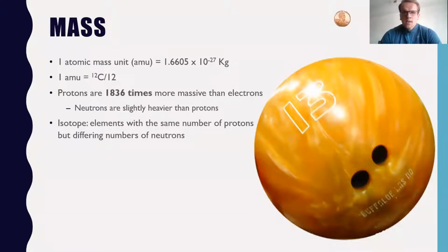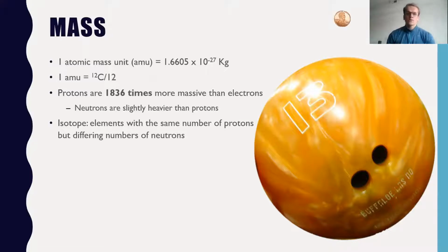So continuing on with size, mass is an important aspect of the nucleus. We calculate mass based on atomic mass units, and we take carbon-12 as it's the most abundant element that we have, and divide that by 12 because we know there are 12 nucleons in carbon-12. So that gives us an estimate of the mass of one individual nucleon, which comes out to be 1.6605 times 10 to the negative 27 kilograms. So tiny, tiny.